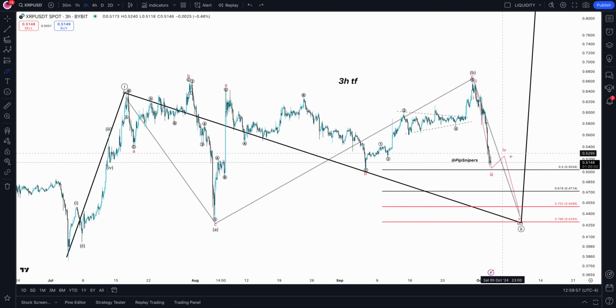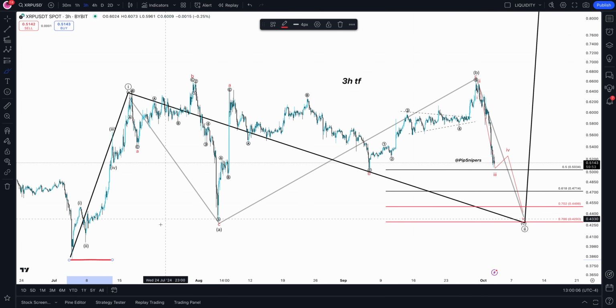Right? So it looks like we're approaching the 50% fib over here. Now, remember, I found these fibs by taking a fib from this low on July 4th up to this high on July 29th. You can see that we are approaching the 50%.